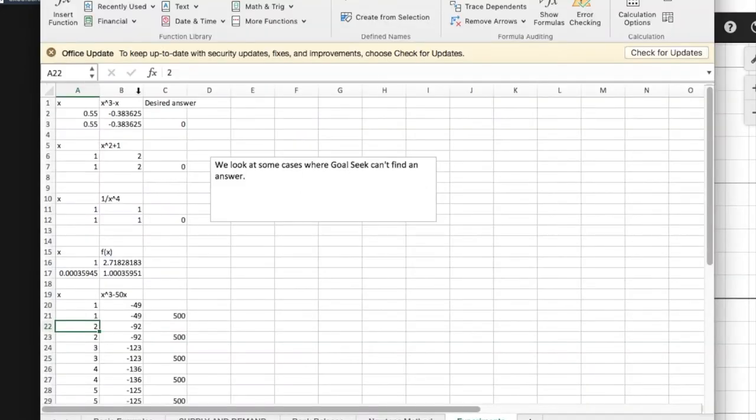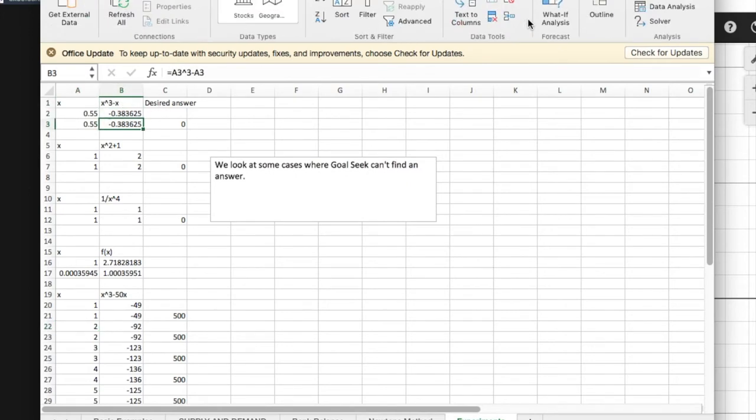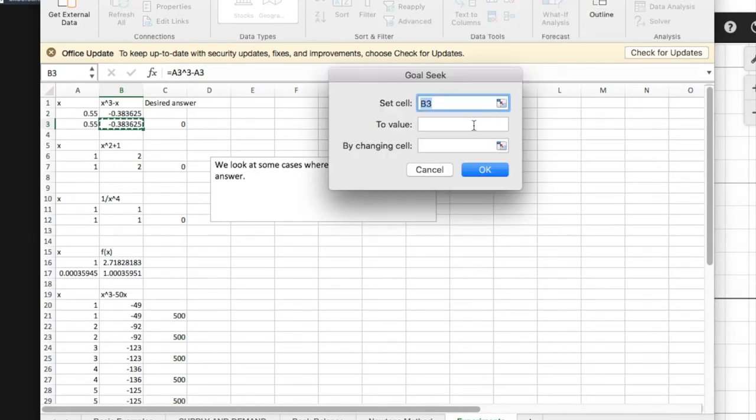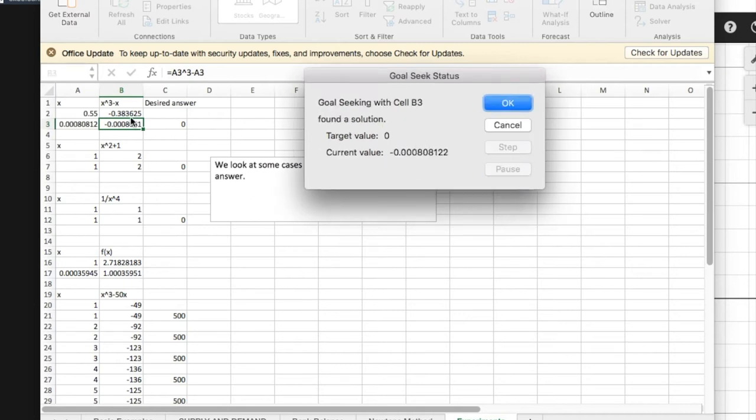So if I look at goal seek, I've got x cubed minus x. If I start at point 55, I want to set up my goal seek. I would like that to go to 0, and I'm going to change cell A3. And I get an answer which is trying to be 0. So that was one answer.